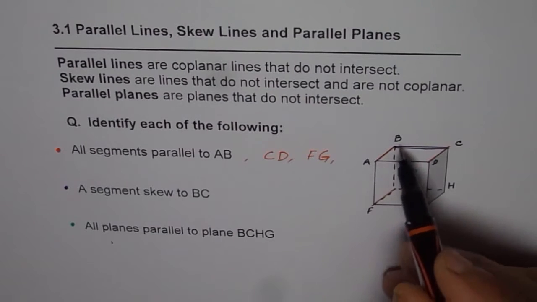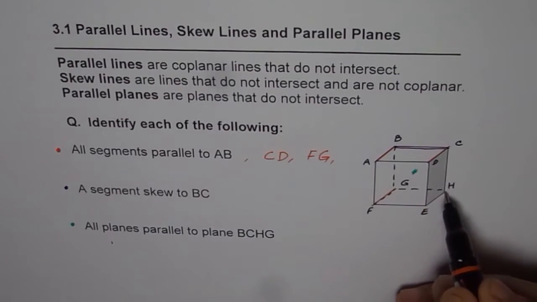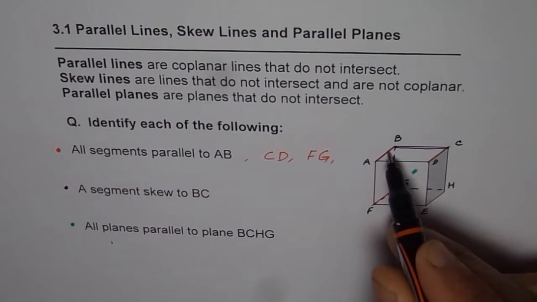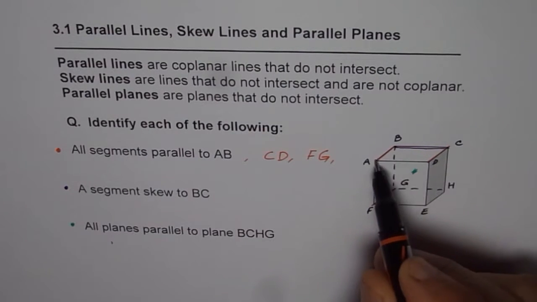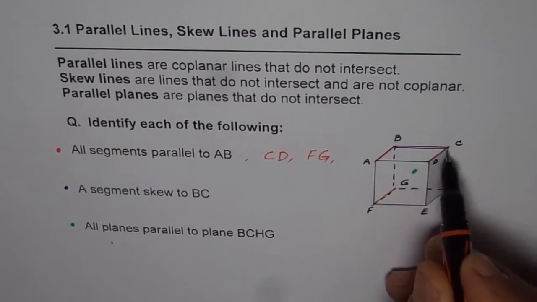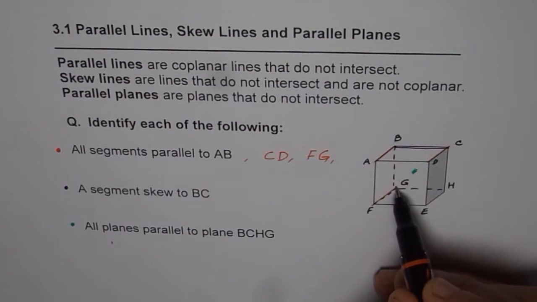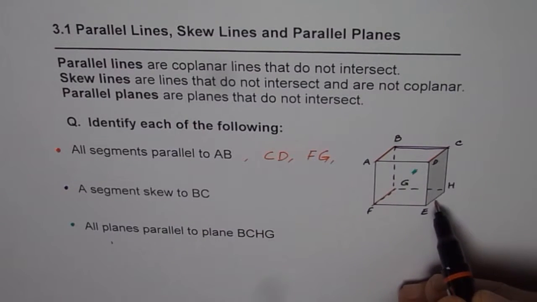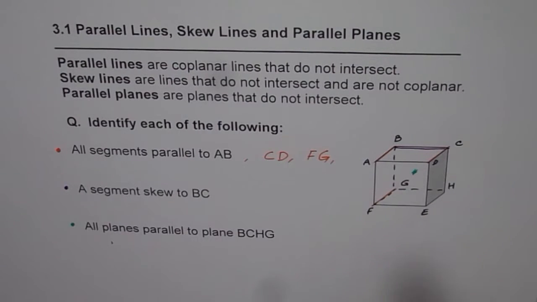Well, some of you might think that EF is parallel, but remember EF and AB are not in the same plane. AB forms two planes. One is ABCD, the other one is ABGF. So we have to look in the same plane. Parallel lines are coplanar, but this is a skew line. It's in a different plane. I hope that makes things very clear. And there's a clear distinction between skew and parallel lines, so that is apparent from here.